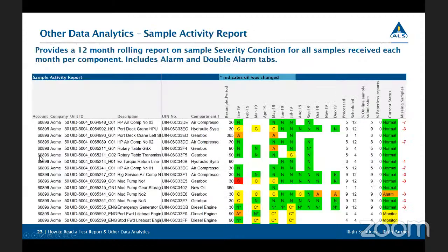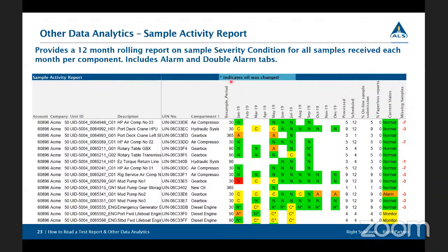Next, we've got our sample activity report. This has got to be one of my more favorite reports because of how much information you can get out of it. What it does is create a really good heat map of the last 12 months for you. You can see every single sample point here. You see the last 12 months, and for every month that a sample was received, you can see what the condition was. Was it normal, caution, abnormal, severe?